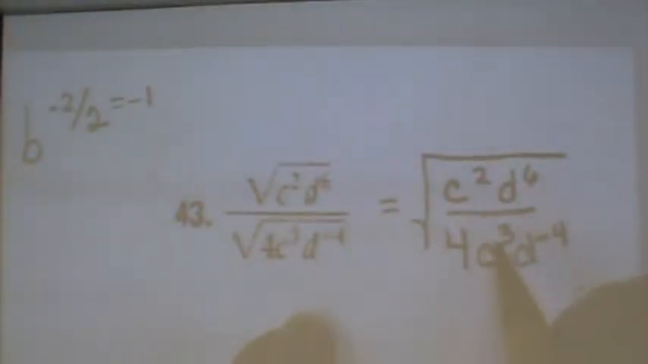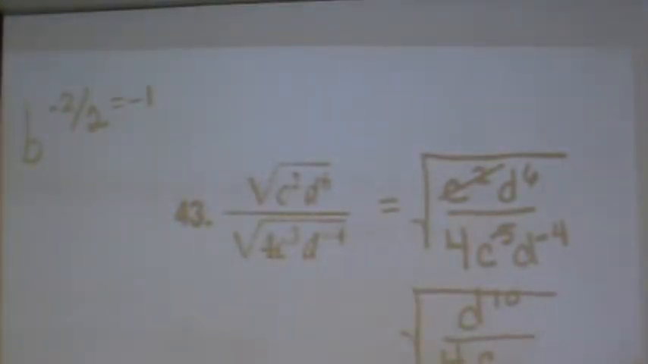So you can cancel these C's out. 2 C's with 1 C here. So you have a C in the bottom. And then these 4 D's, which are negative, will come up on top. You have D to the 10th on top. And then you have a 4 still down here.